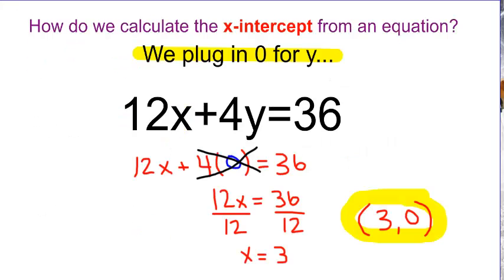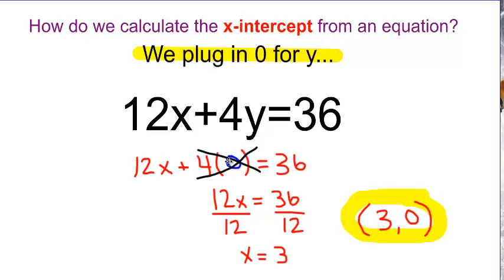The next piece we want to talk about is how do we calculate the x-intercept in an equation. To do this, we have to plug in 0 for y. So if we had the equation 12x plus 4y equals 36, we start by writing out our equation, and we substitute 0 in where we see y. So it would read 12x plus 4 times 0 equals 36. Well, 4 times 0 is 0, so that goes away.